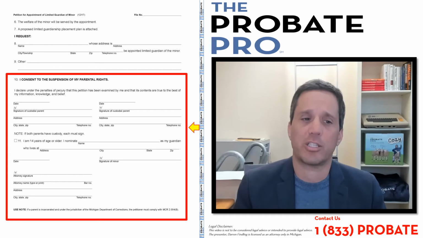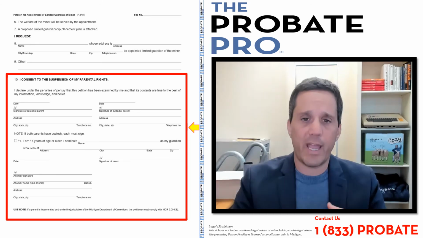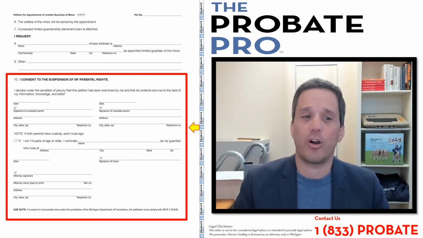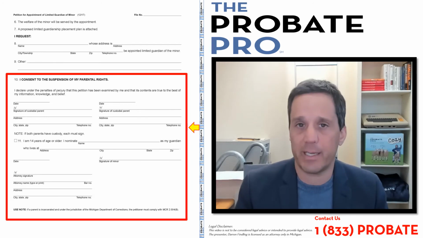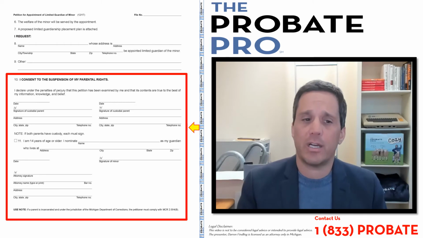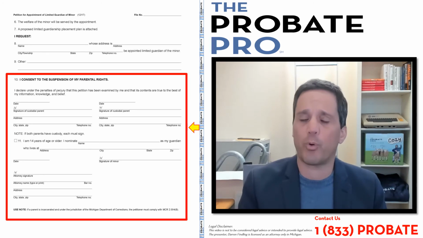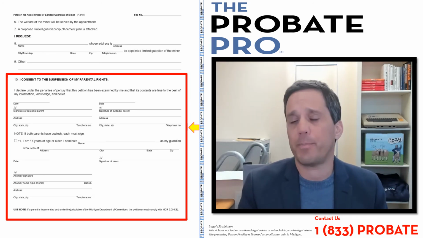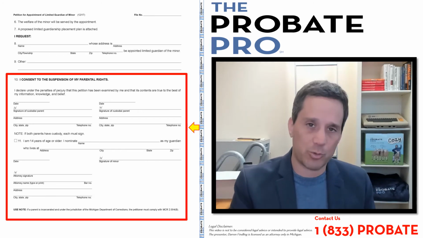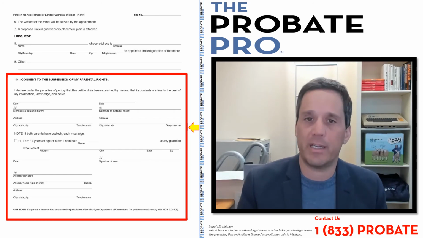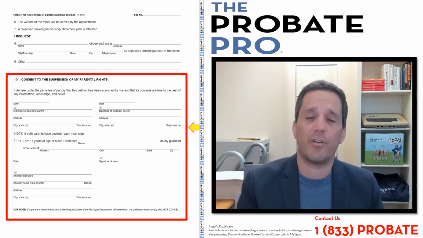The below section talks about the consent to the suspension of parental rights, because a mother and/or father who have rights as the parents are actually suspending their rights within this petition for limited guardianship. So there's a declaration here that says, I consent to the suspension of my parental rights. A really important thing, because there are certain rights that you have as a parent, and when you're asking the court to have a limited guardian, you're suspending those rights in favor of the limited guardian, assuming that the court appoints that person as the limited guardian of the minor.